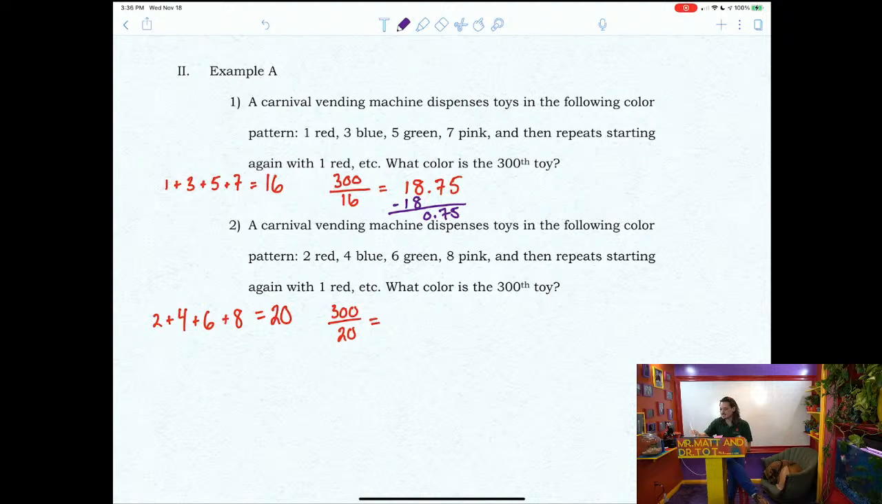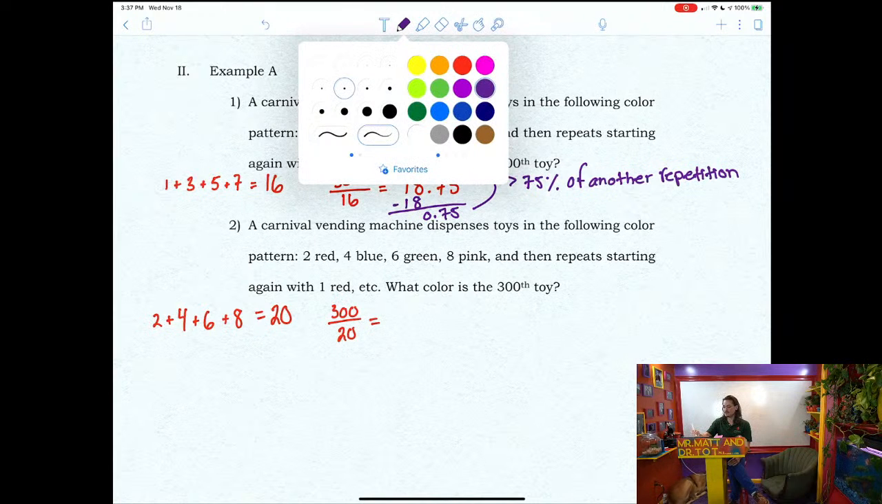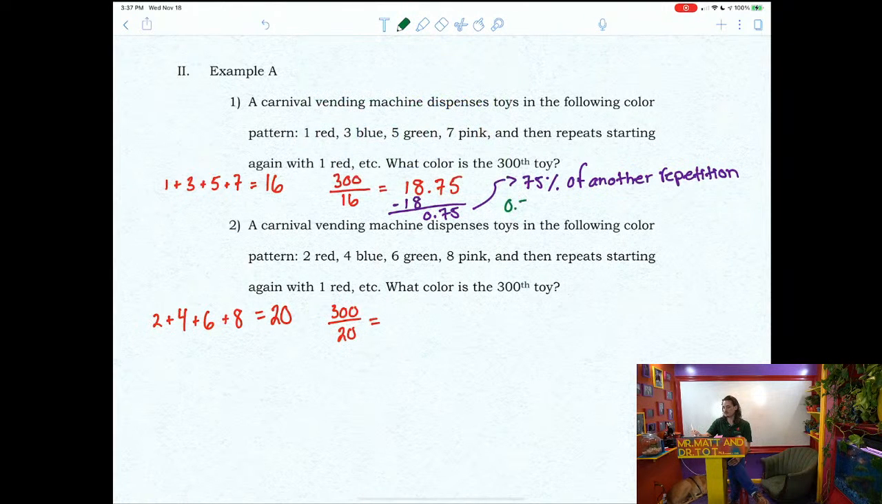0.75 is the same thing as 75% of another repetition. And how many units are in another repetition? Well, there's 16 unique color positions. So we're going to have 0.75 times 16, which is going to give you 12. So the 300th toy is in the 12th color position.